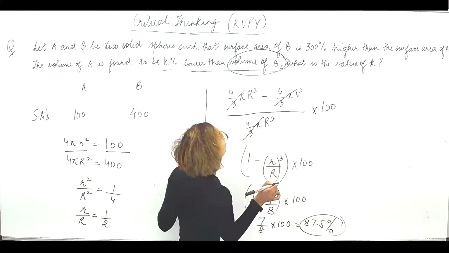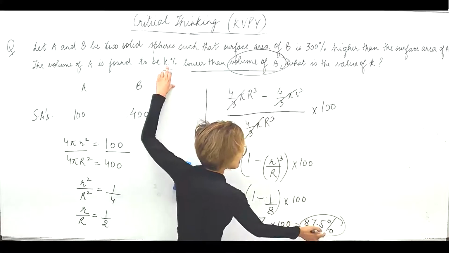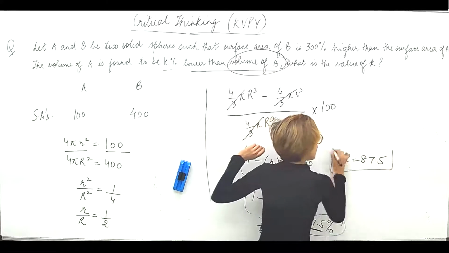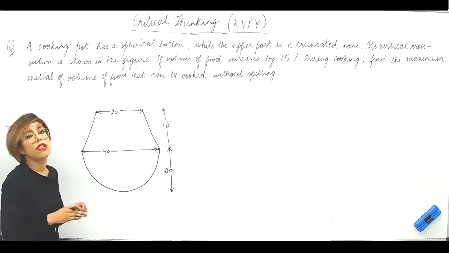But I have to tell the value of K. So, K% means K is nothing but 87.5. That's your answer. Alright, so the next one.